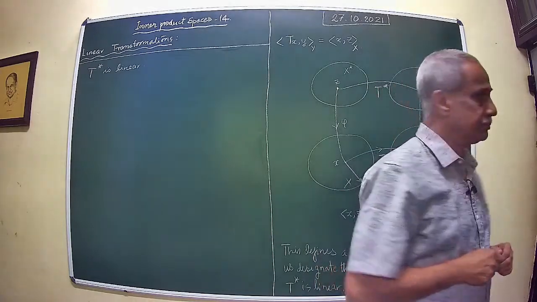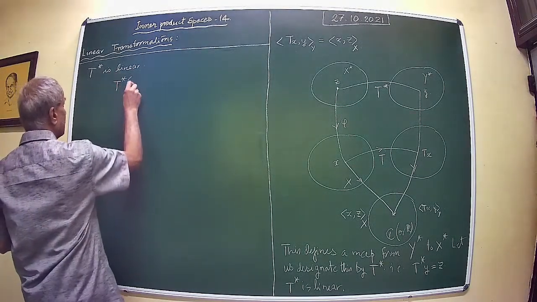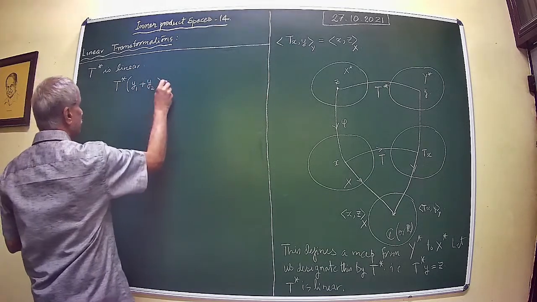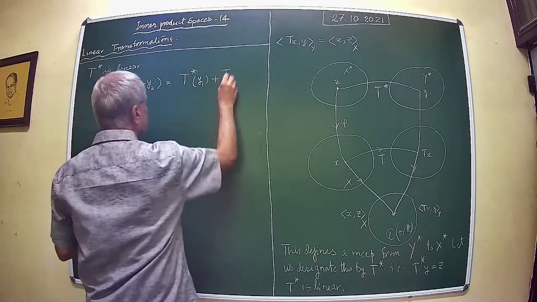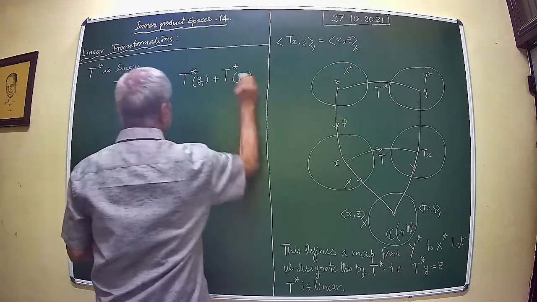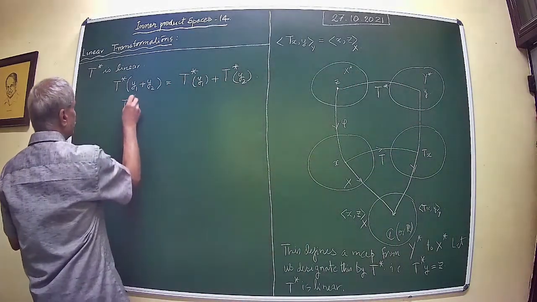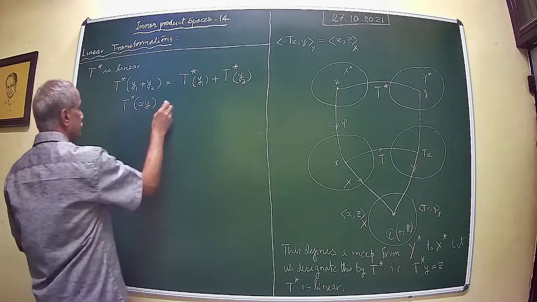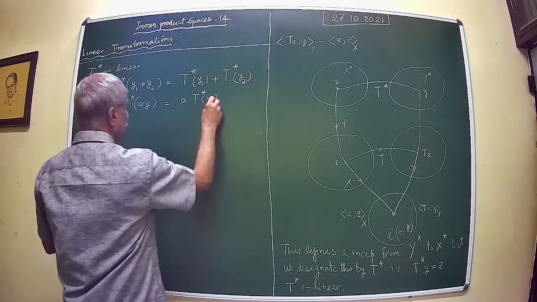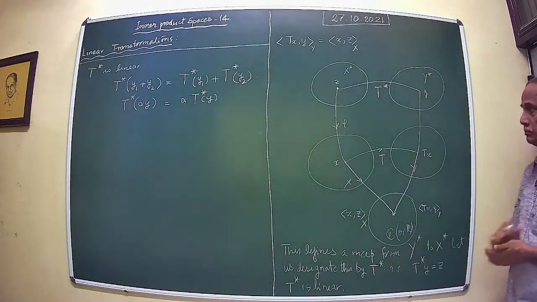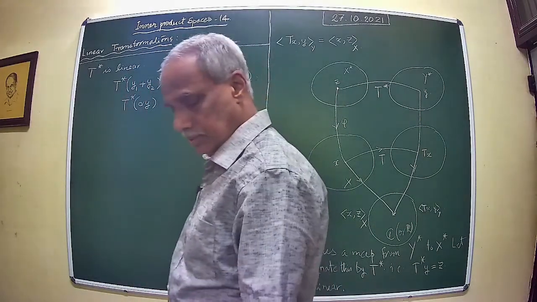So how do you prove this? You have to show that T star of y1 plus y2 equals T star of y1 plus T star of y2, and T star of alpha y equals alpha T star of y. Okay? So let us compute this.